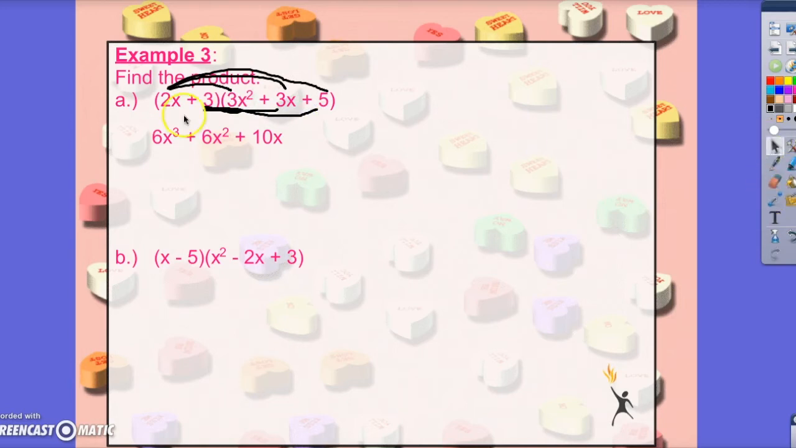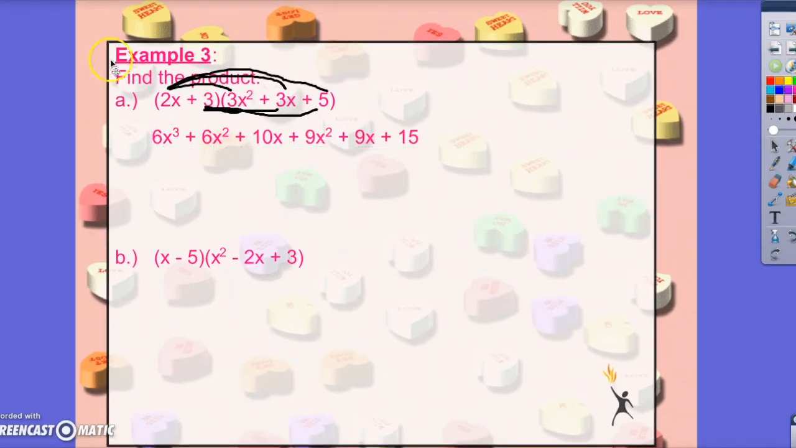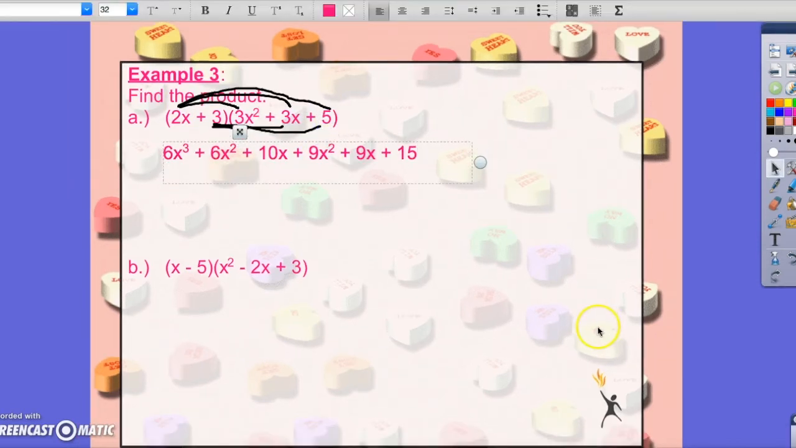Continue on with it. All right. So 3 times 3x squared is positive 9x squared. 3 times 3x is plus 9x. 3 times 5 is plus 15. So this is by distributing the 2x to all three and now the 3. Now once again we will combine like terms. So let's see what we get.